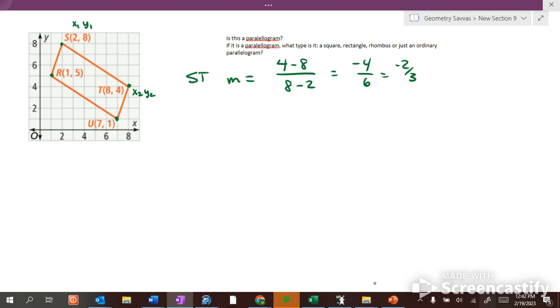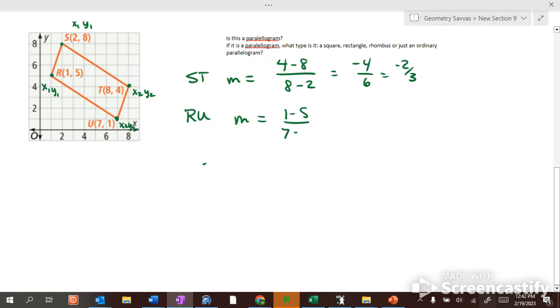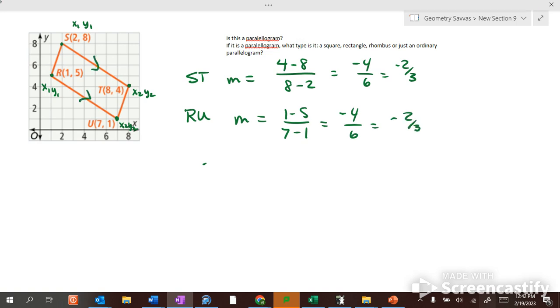The one that looks parallel to it would be RU. So let's make this one x1, y1, and x2, y2. So y2 minus y1, 1 minus 5 over x2 minus x1, 7 minus 1 is negative 4 over 6, which is negative 2/3. So these two are parallel. And then to check if the other two are parallel, sometimes it's easier just to do rise over run.